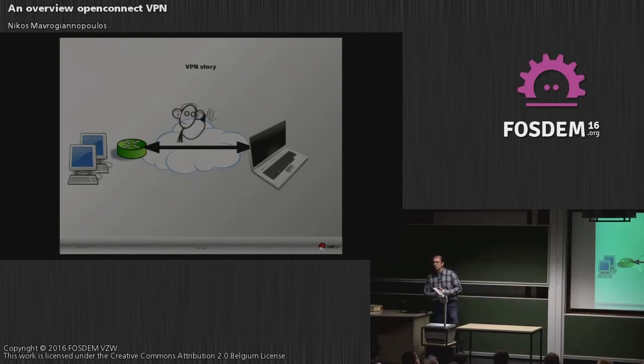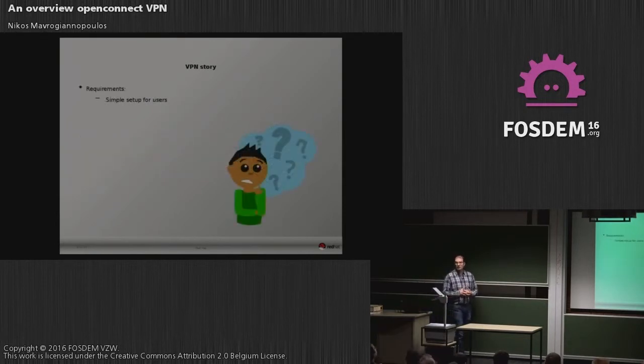And of course, when we're talking about VPN, I'm assuming it's a secure VPN, so no one on the internet can eavesdrop on the connection in between. So all over this talk, I'll be assuming I'm talking about a secure VPN service. So for this deployment, we have the following requirements.